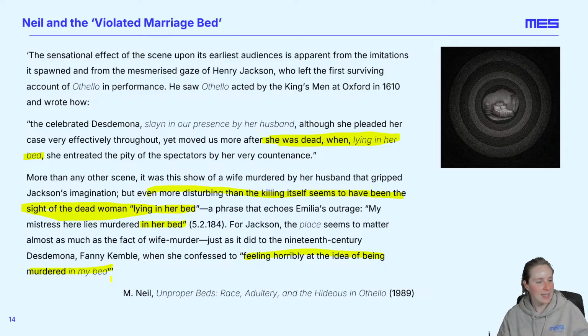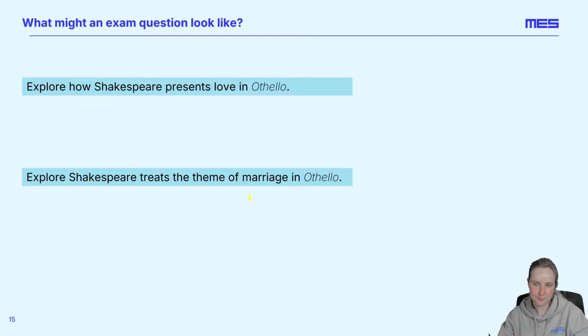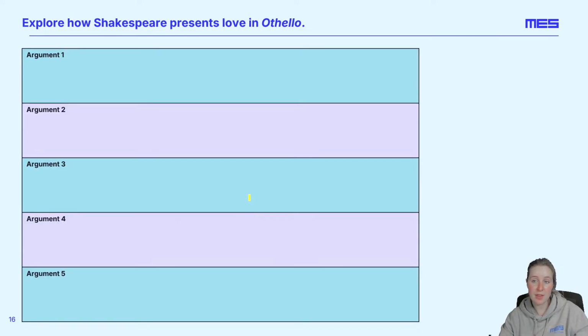So this idea of this site of love, marriage, virginity, sex, adultery, betrayal, murder, and innocence, all together brings this idea of this being even more transgressive as a setting for love and marriage. These are a couple of different ways that these questions might come up. How Shakespeare presents love in Othello, or how it presents the theme of marriage in Othello.